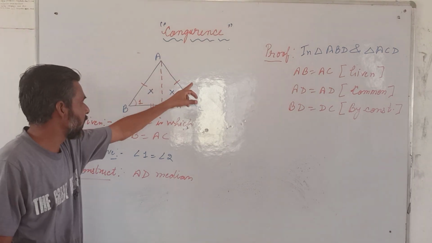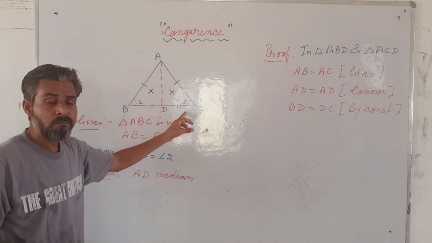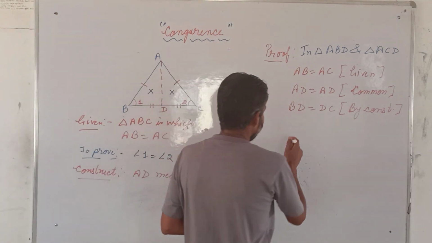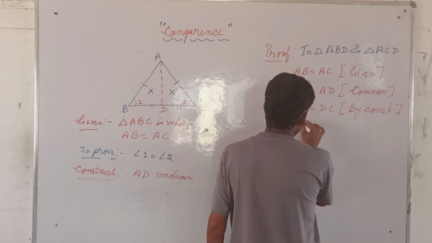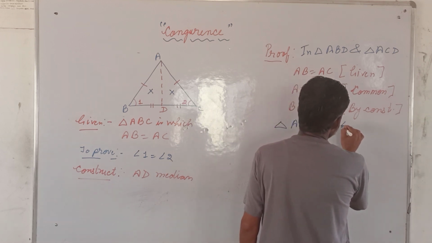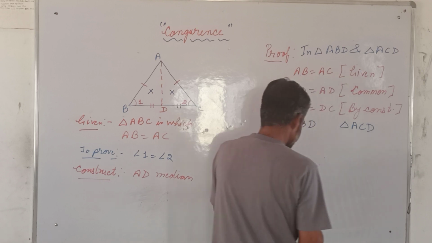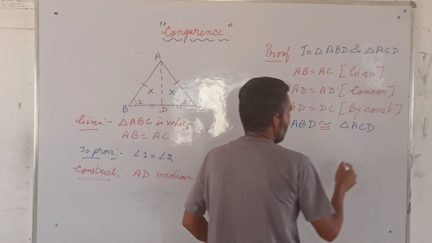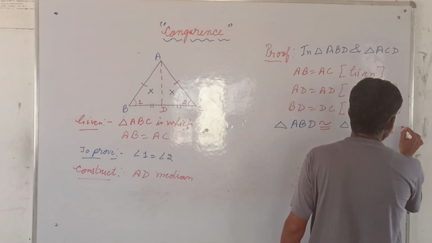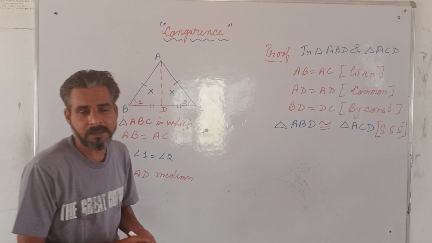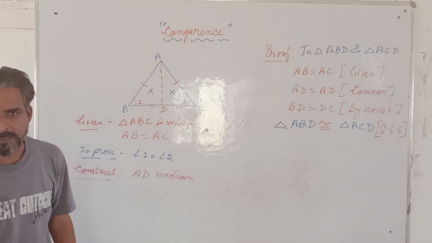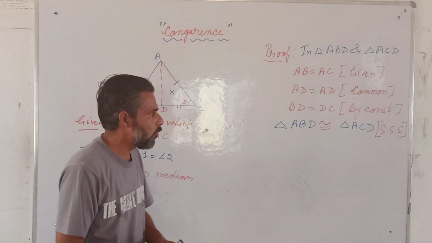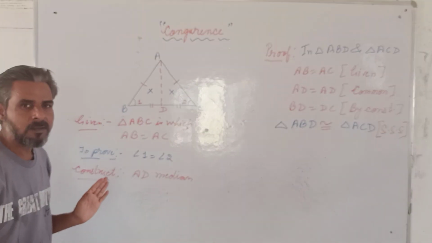Now this side is equal to this side. This is the common side. This side is equal to this side. So the three sides are equal. So we can say the triangle ABD is congruent to triangle ACD. These two triangles are congruent. By which criteria? Side, side, side. We discussed the 5 criteria yesterday: side angle side, angle side angle, angle angle side, and RHS. So by the criteria side side side, these triangles are congruent.